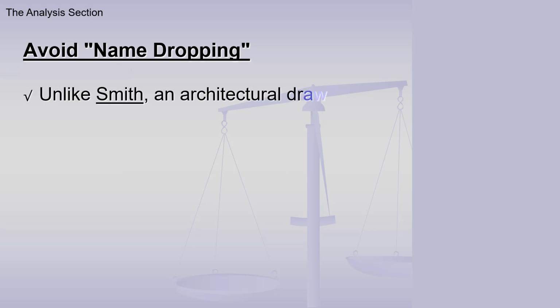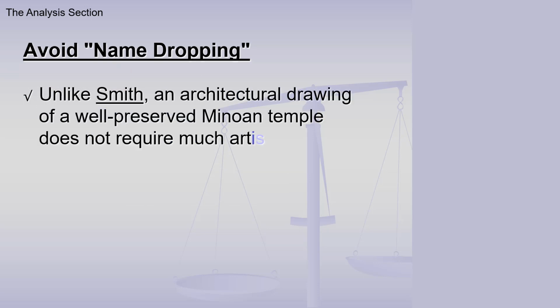Here's an example of name dropping. "Unlike Smith, an architectural drawing of a well-preserved Minoan temple does not require much artistic discretion." First of all, the writer is comparing the whole entire case Smith to an architectural drawing. Again, you need to compare apples to apples, drawings to drawings, temples to temples, people to people, maybe cases to cases, but not cases to either a temple or a drawing.